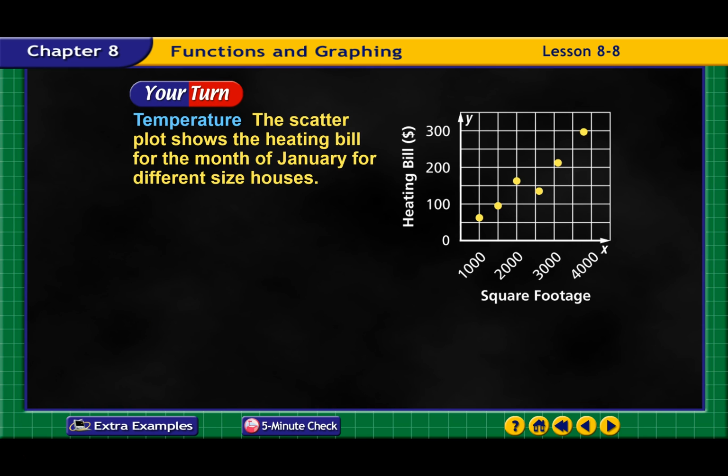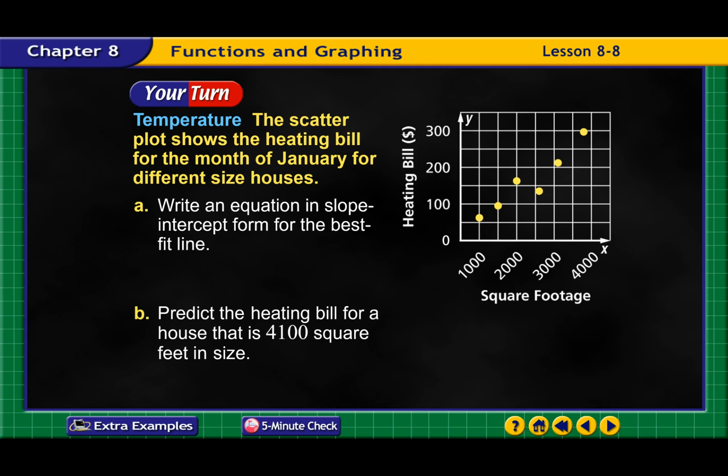All right, your turn. Go. All right, the scatter plot shows the heating bill for the month of January and for different sizes of houses, square footage, and their heating bill in dollars. That's expensive. So we need to, oh, I told you to go and I didn't give you the equation. Now you can try it. All right, so write an equation in slope-intercept form for the best line fit.